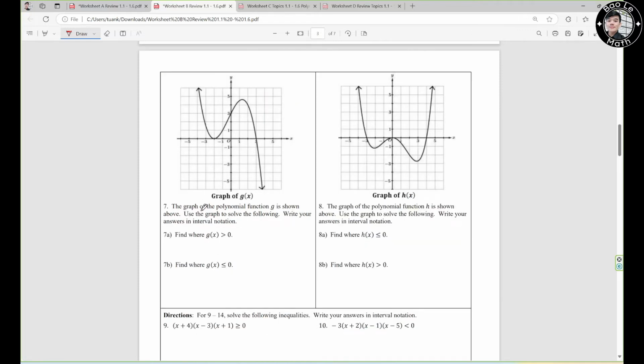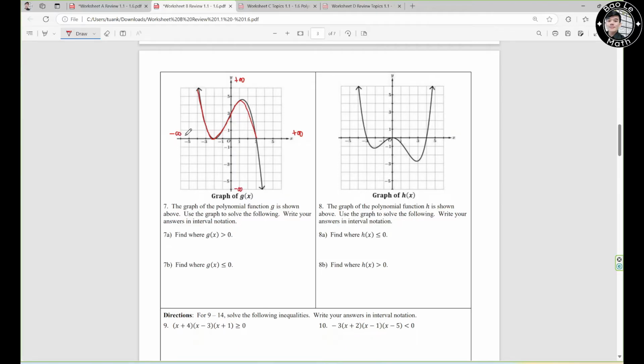Now question number 7. We need to find x where the function g of x greater than 0, right? So the function greater than 0, which means it's above the x-axis, right? So it's going to be this guy right here. Alright, so we put negative infinity right here, positive infinity, and negative infinity right here. So which means we need to find the domain of this one.